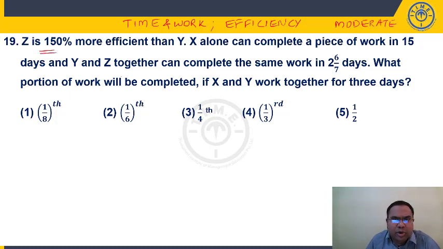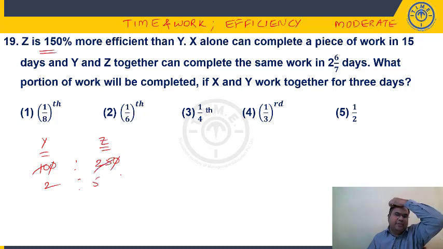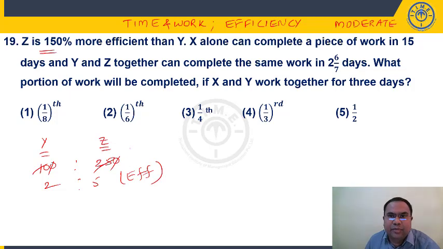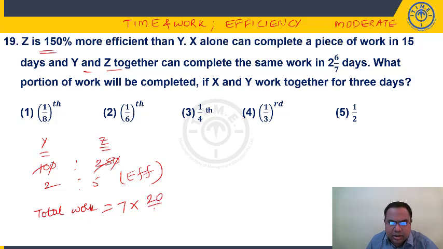Z is 150% more efficient than Y. Now if I take Y as 100, my Z should be 150% more. 150% means 150 more. Z should be 250. What is the ratio of efficiency? It is 5 2s, 5 5s. So Y is doing 2 units and Z is doing 5 units. Y and Z together can complete the work in 2 6 by 7 days. So total work is equal to, in 1 day, both of them together will do 7 units into 2 6 by 7, convert it to proper fraction, 14 plus 6, 20 by 7. So total work will be how many units? 20 units.